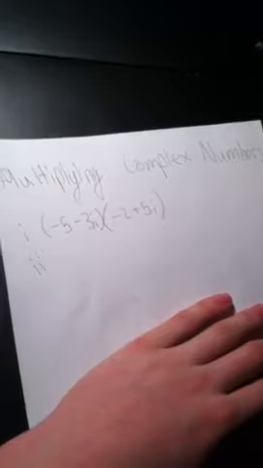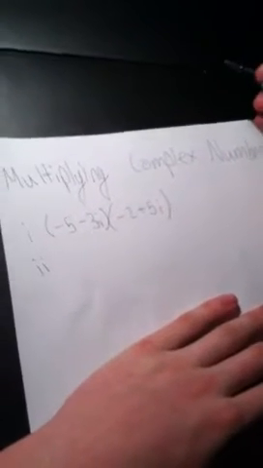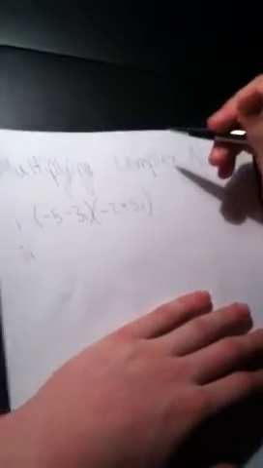Hi! The purpose of this video is to show you how to multiply complex numbers. For our problem, we have the quantity negative 5 minus 3i times the quantity negative 2 plus 5i.